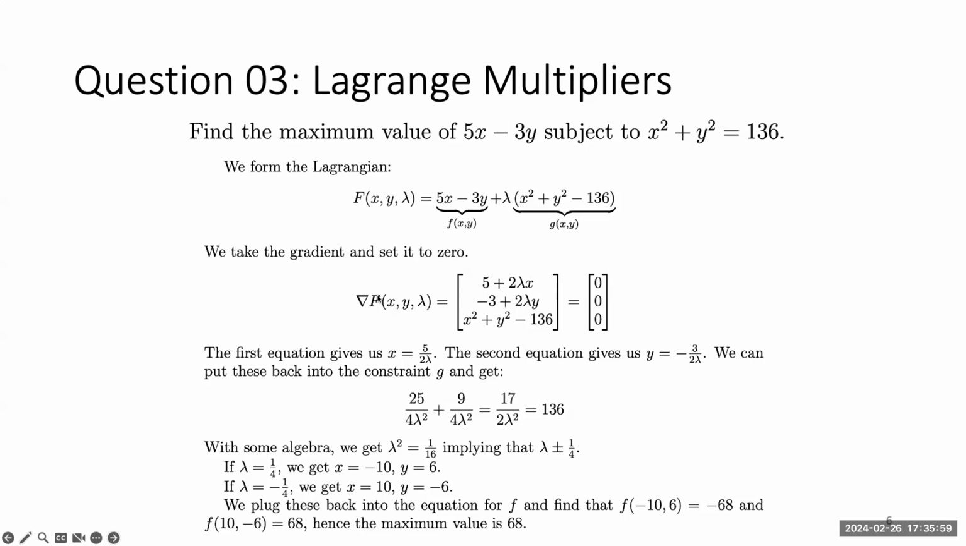At this point, it becomes an exercise in solving a system of equations. Because there are only 3 variables, hopefully it's not too much work. If you do something like x equals 5 over 2 lambda, and then do something similar, you get the second equation here. When you do the algebra, you'll get something like this.